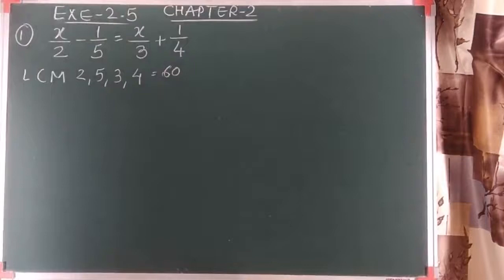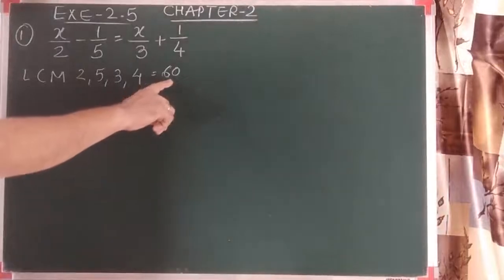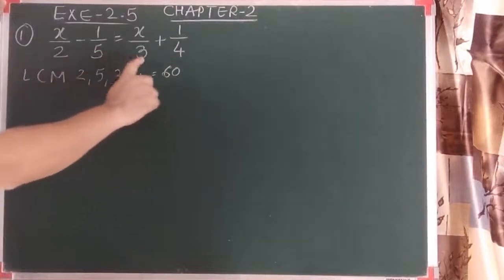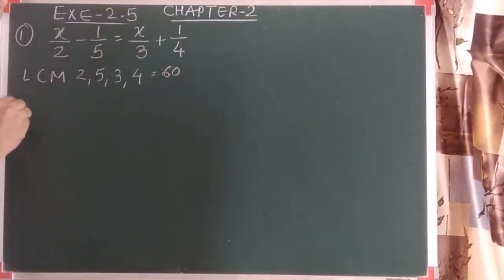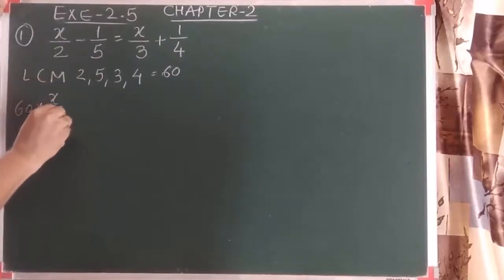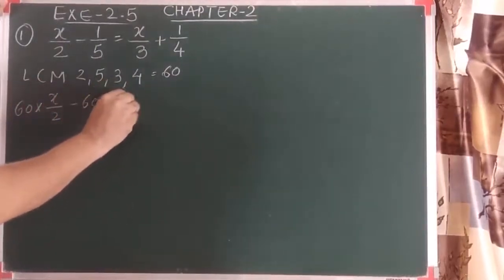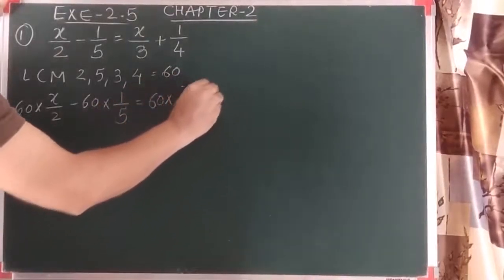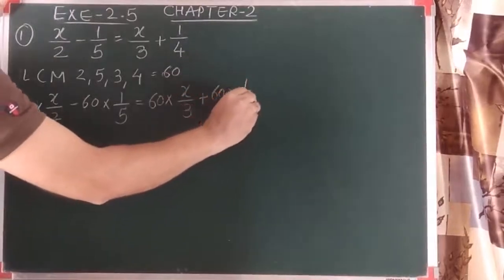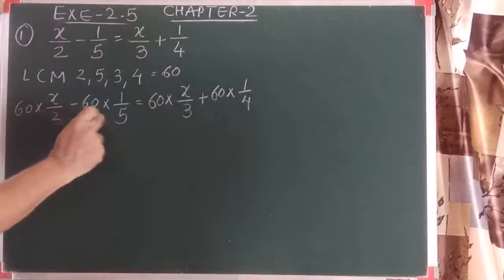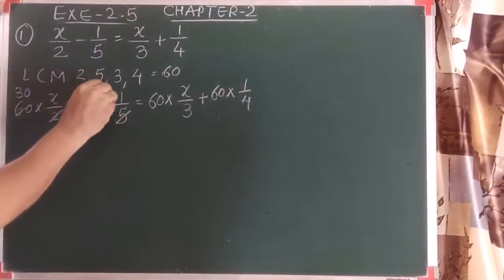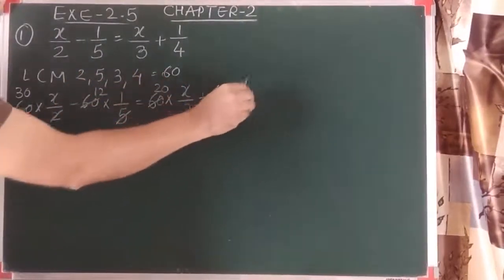Now as it is the LCM, let us multiply it with all the terms, on the left hand side as well as the right hand side. So 60 into x upon 2 minus 60 into 1 upon 5 is equals to 60 into x by 3 plus 60 into 1 by 4. What I have done here is multiplied all the terms with the LCM. Let's do the cancellation. 2 30s are, 5 12s are, 3 20s are and 4 15s are.